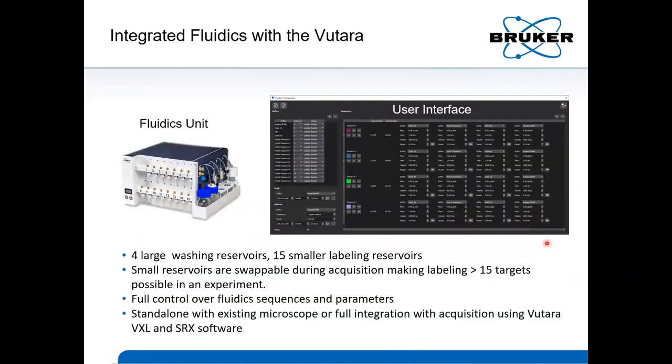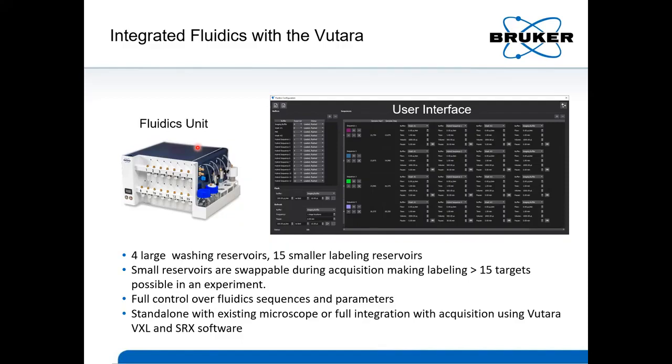No matter which serial labeling strategy you choose, automated fluidics is essential due to the large number of targets to be imaged. We offer a fully integrated fluidics unit designed with single molecule imaging in mind. Each unit has 4 large reservoirs for high volume reagents like imaging buffers and washes, and then 15 smaller reservoirs for those precious labeling reagents. These smaller reservoirs may also be swapped out during imaging, making imaging greater than 15 targets possible.